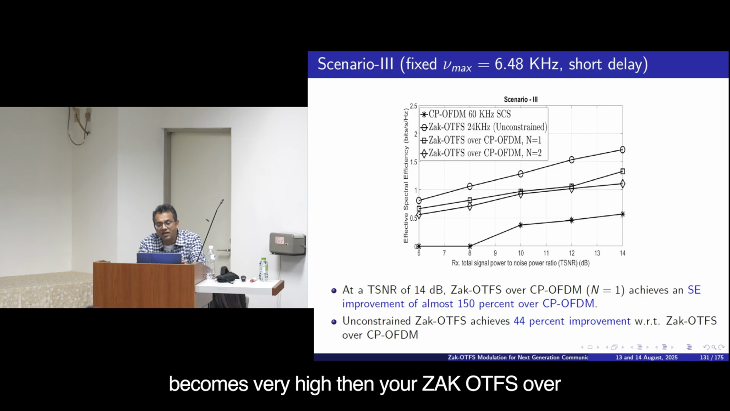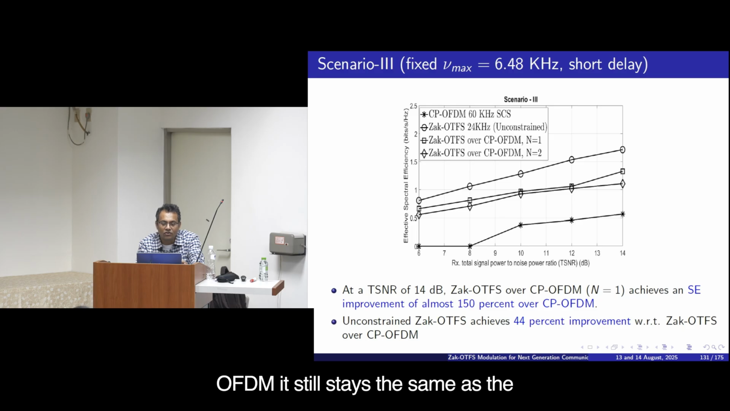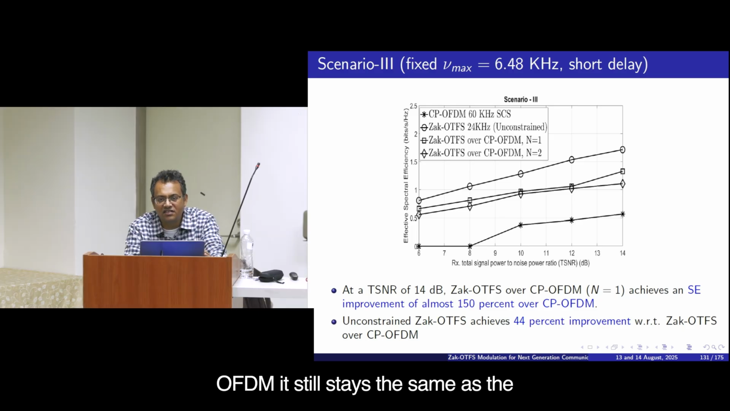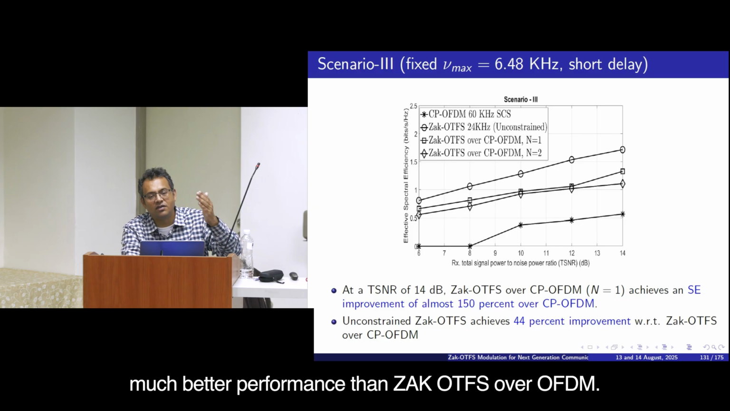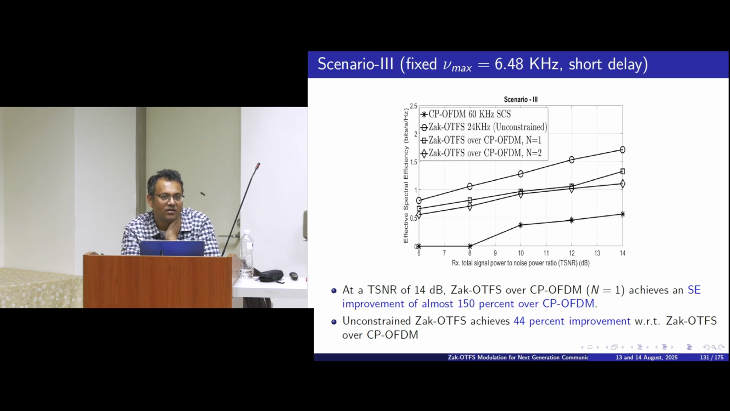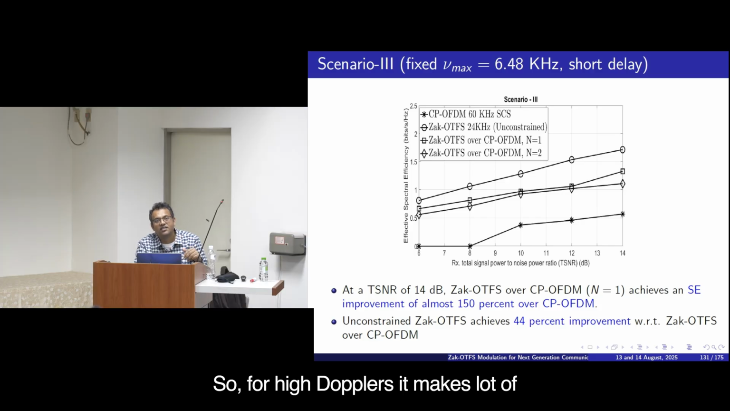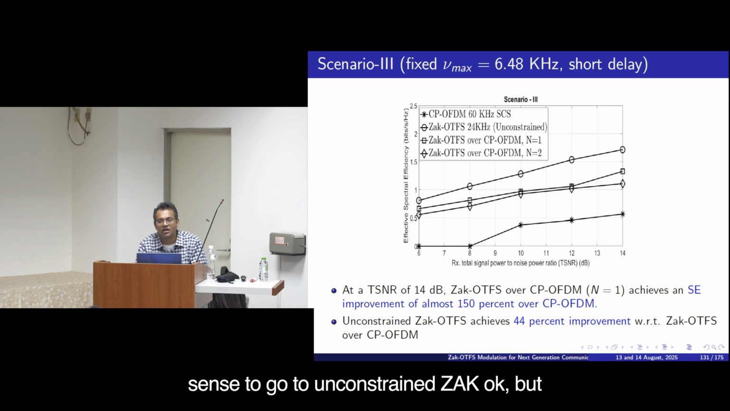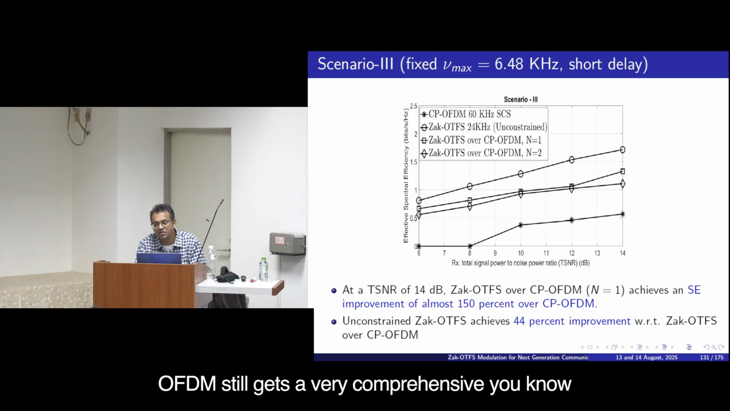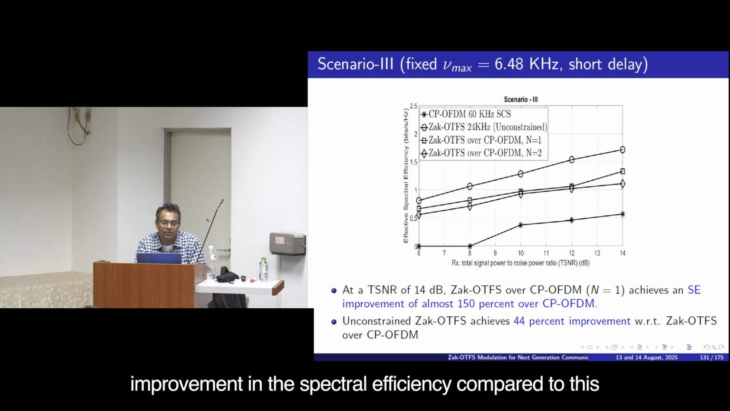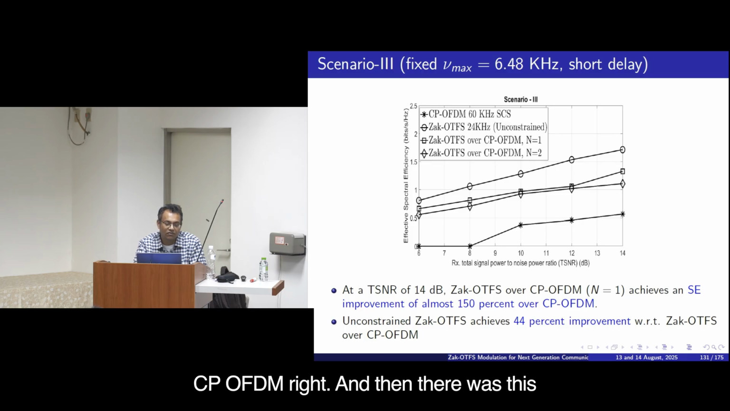But when the Doppler really becomes very high, then your ZAK OTFS over OFDM still stays the same as the previous graph, but this unconstrained ZAK gets much better performance than ZAK OTFS over OFDM. So for high Dopplers, it makes a lot of sense to go to unconstrained ZAK. But even in these scenarios, your ZAK OTFS over OFDM still gets a very comprehensive improvement in the spectral efficiency compared to this CP-OFDM, right.